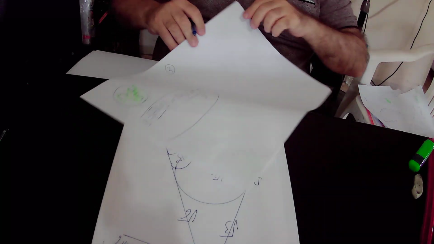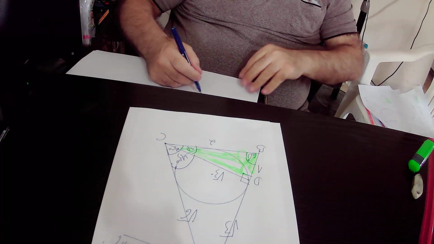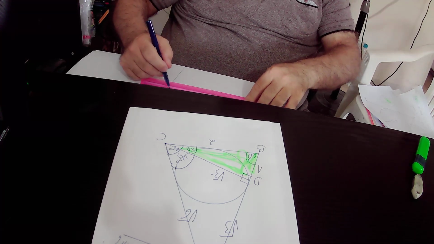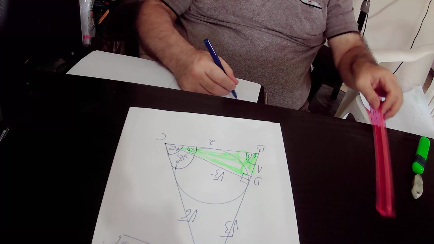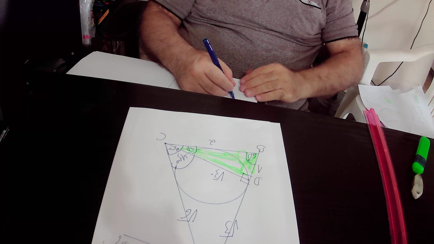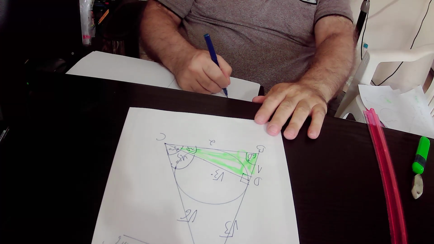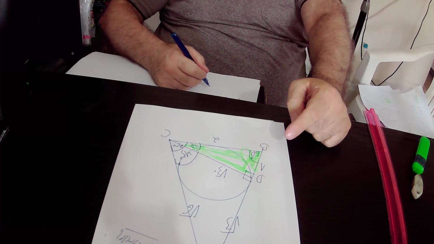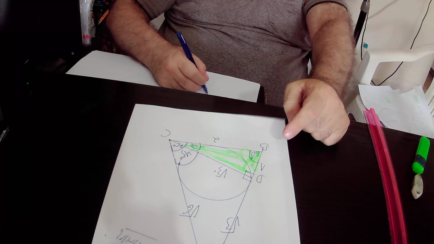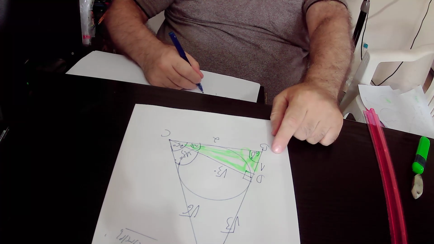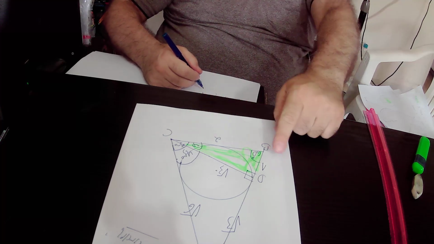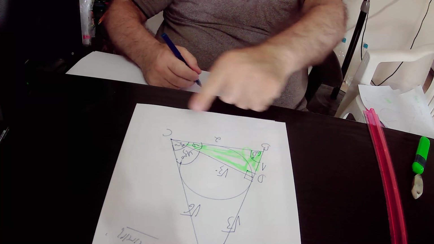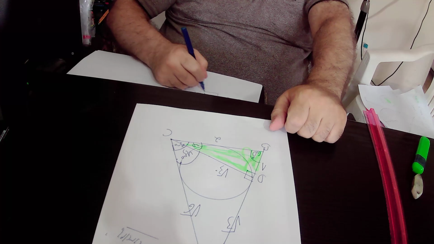So the area of triangle ABC is equal to the base of the triangle. We take AB as the base of triangle ABC, times the height to the base. The height to the base AB is DC. Why? Because it makes 90 degrees with the base AB. So the height is DC, over 2.